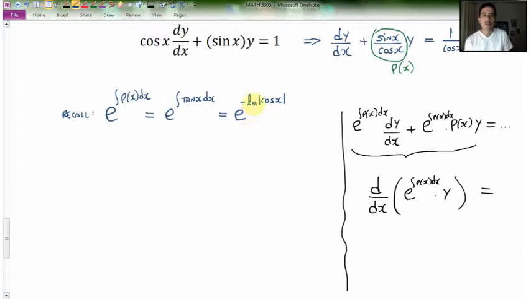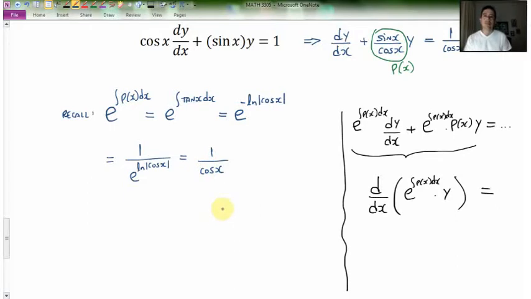Now, e and natural log cancel each other, but we have this negative sign. We need to get rid of that first before we cancel it. So we can write that as 1 over e to the natural log of cosine of x. And then e and natural log cancel. This is 1 over cosine of x.